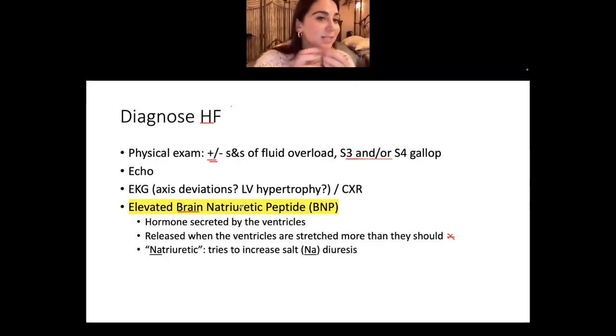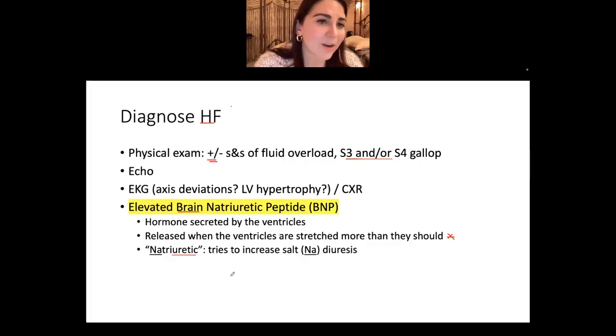Okay, so as soon as that stretch increases on the heart within that ventricle, BNP gets released. And BNP is a natriuretic peptide. So natriuretic, Na, think of salt, uretic, diuresis. So basically, you're trying to increase salt diuresis. Okay. There's also something called ANP, atrial natriuretic peptide, and ANP is released by the atria.